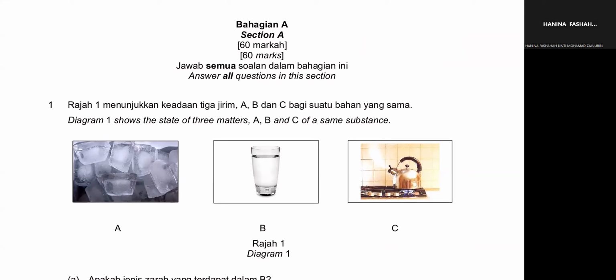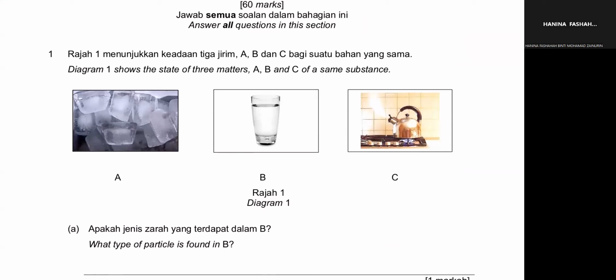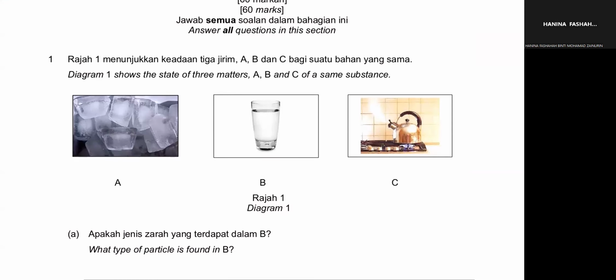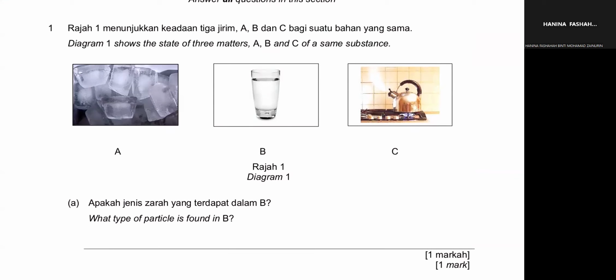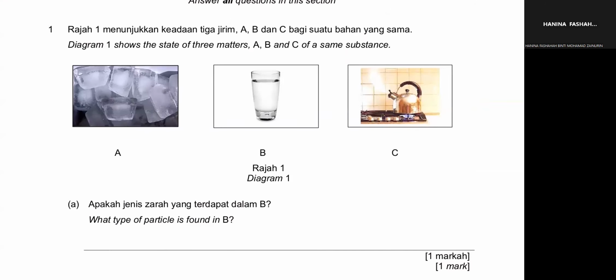Now, three states of three substances A, B, C in the same substance. Same substance basically means water, either in solid form, liquid form, or gas. So ice, the normal water, and vapor. What type of particle is found in B? The type of particle is either atom, molecule, or ion.